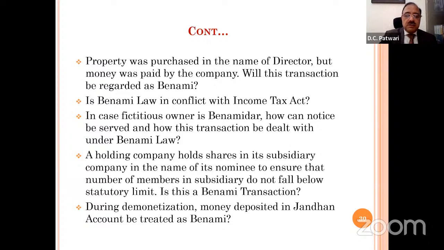During demonetization, will money deposited in a Jan Dhan account be treated as Benami? In fact, we have noticed that during demonetization, in many small Jan Dhan accounts, monies were deposited and then taken to a different account or kept for some time. So obviously the money was given by some other person and for the benefit of those persons. So those are in the category of Benami transactions only.